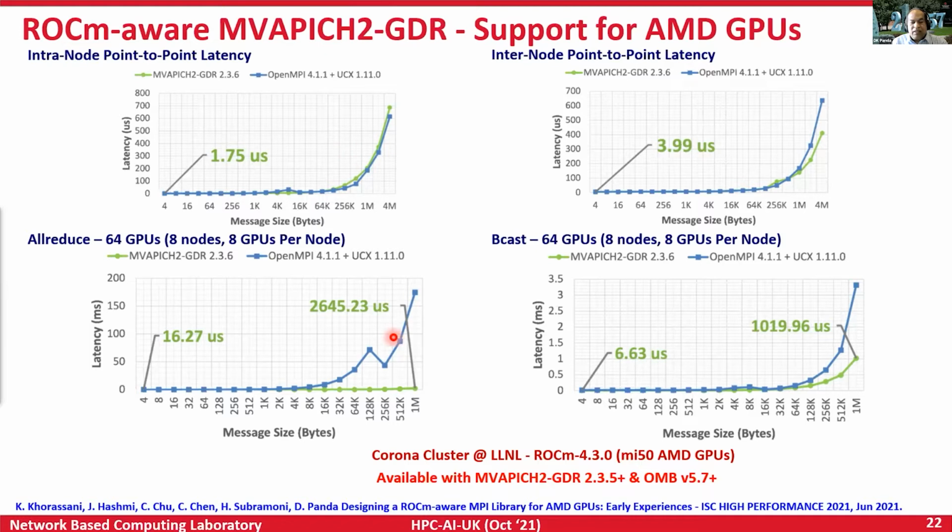So now you can see intra-node, we are very similar. Inter-node, we are able to give good benefits for large messages. And for collectives, we are able to give you significant benefits. So these are run on the Livermore Corona cluster, and as you can see, we are able to give very good performance.